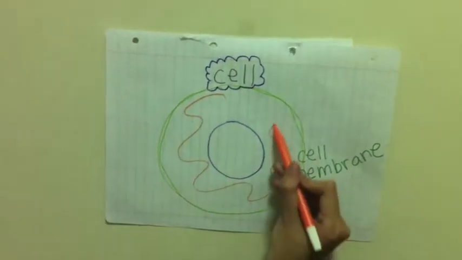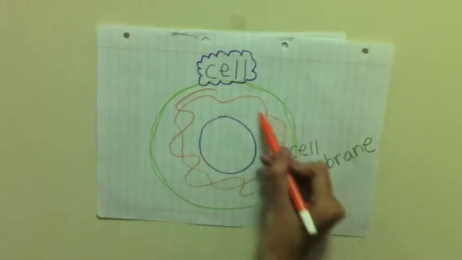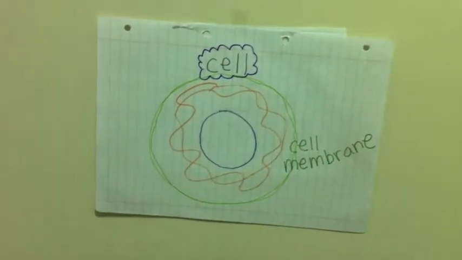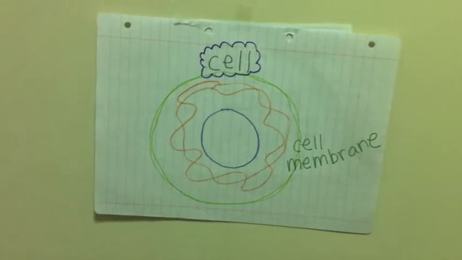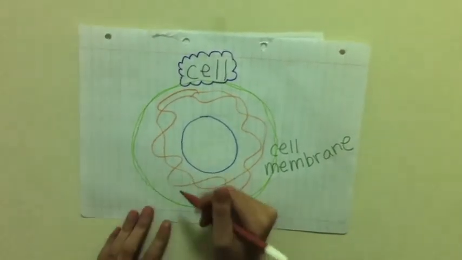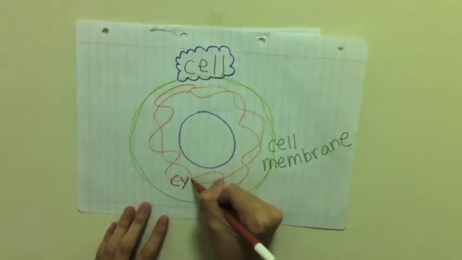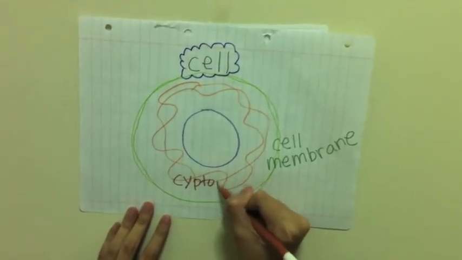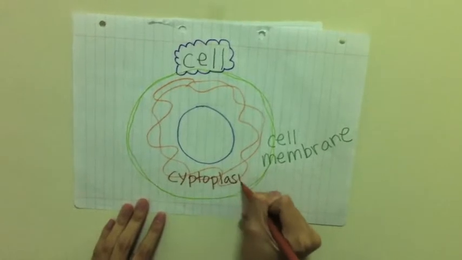the cell. So now the orange part of the cell that's been drawn is the cytoplasm. Cytoplasm is the mucus-like substance in a cell, and it's mostly like 70% of the cell.